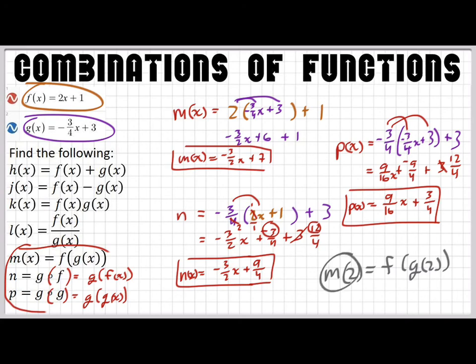Since I did the work to find M, I'm just going to plug 2 straight into what I got for M. And M is negative 3 over 2 times x plus 7, negative 3 over 2 times 2. And I'm going to add 7 to it. That's going to be a negative 3 plus 7, which is a positive 4. And so if you took that 2 and plugged it into this one first, and then plugged it into this one, you'll get a positive 4 in the end.